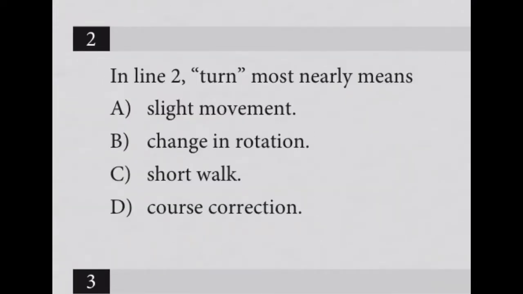Number 2. In line 2, turn most nearly means. The correct answer is C, short walk. In lines 1 through 3, the narrator states that Lady Carlotta stepped out to the platform of the small wayside station and took a turn or two up and down its uninteresting length in order to kill time. In this context, Lady Carlotta was taking a turn, or a short walk, along the platform while waiting for the train to leave the station.